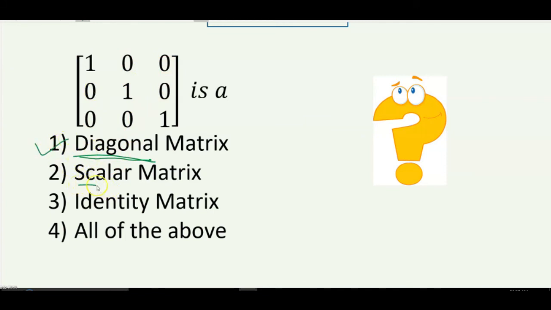Next, if we are talking about the scalar, what is the scalar matrix? What was the definition? All the non-diagonal entries should be 0, but the principal diagonal entries will be equal, right? And that should be a scalar. So as you can see, 1 can be a scalar. So this is a scalar matrix also. And of course, it is an identity matrix because the principal diagonal elements are 1 here. So the answer is all of the above.